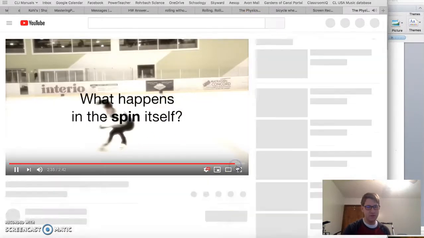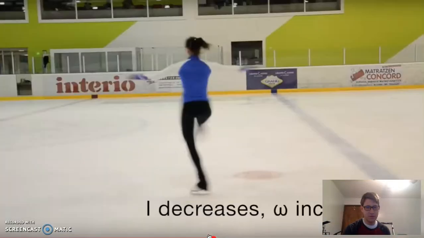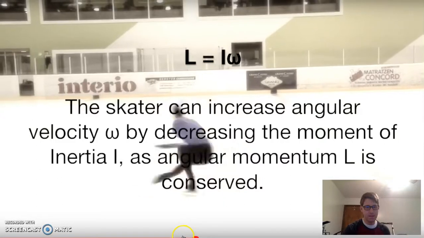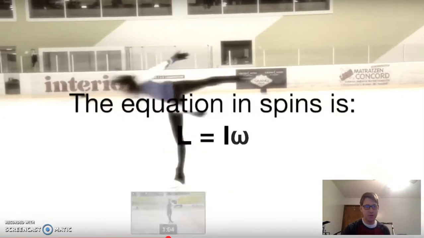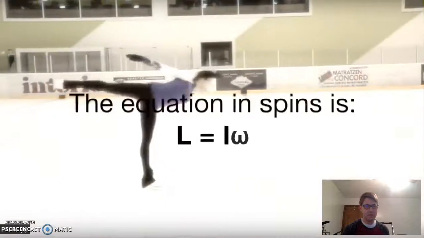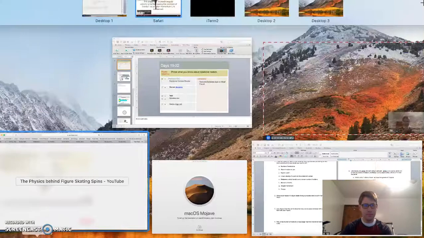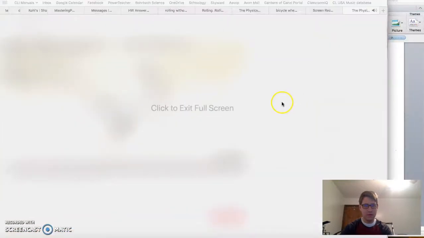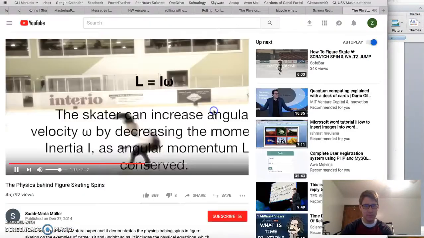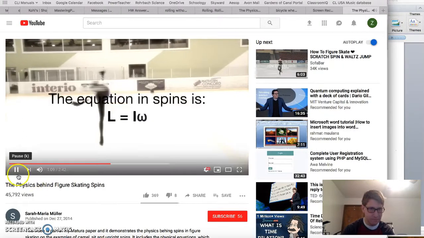What you should see. Well, I just lost my spot. When she pulls in her arms, let me get back to the beginning here. All right, it'll start here in a second. Sorry, can you see what's happening? I don't know if you can see what's happening. Just a second. There we go. All right, here we go.